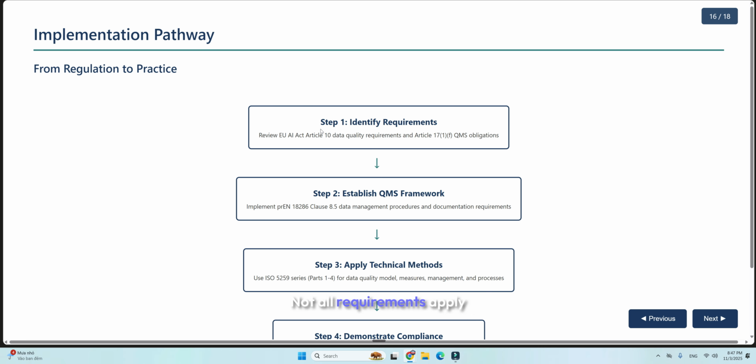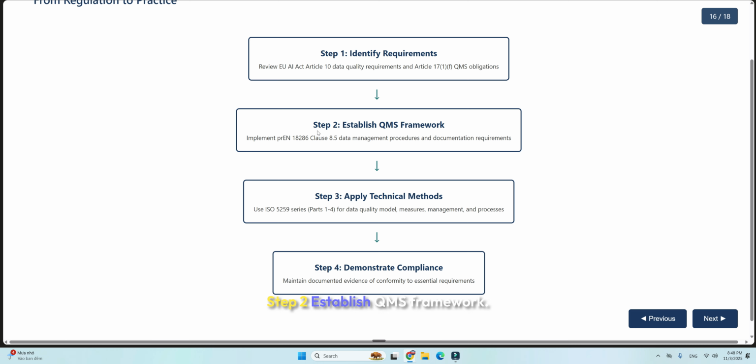Not all requirements apply to all systems, and you review Article 17(1)(f) to understand your QMS obligations. Now, this is your regulatory baseline. Step 2, establish QMS framework.